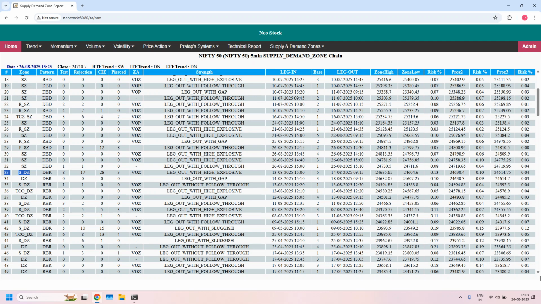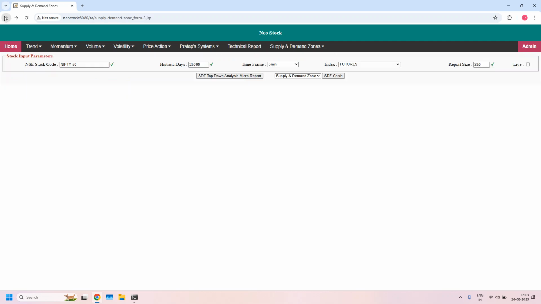So I have completed NIFTY supply demand zone chain report generation. Next, I will generate BANKNIFTY supply demand zone chain report. I am changing the name to NIFTY Bank, that is nothing but BANKNIFTY, and generating monthly supply demand zone chain for BANKNIFTY.